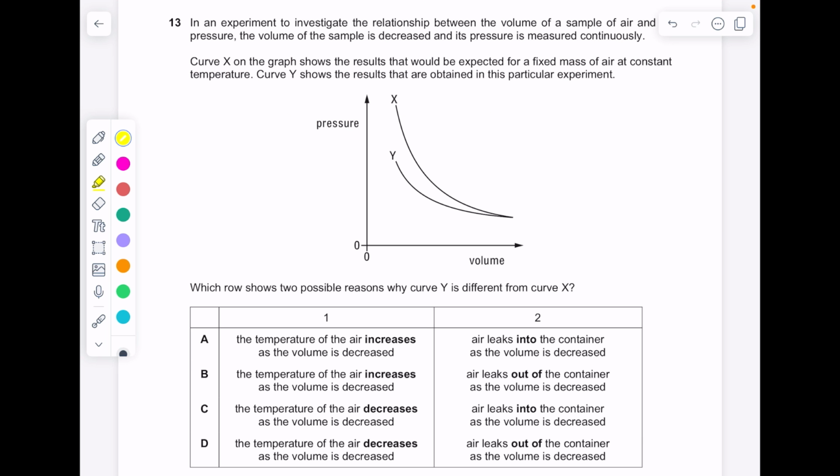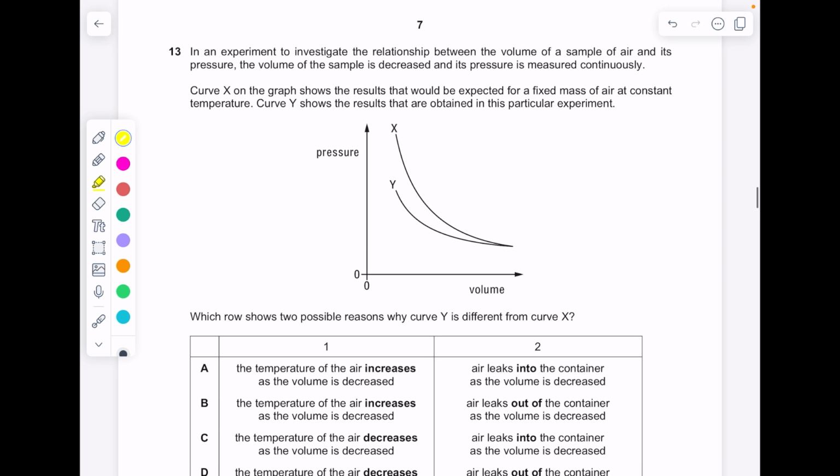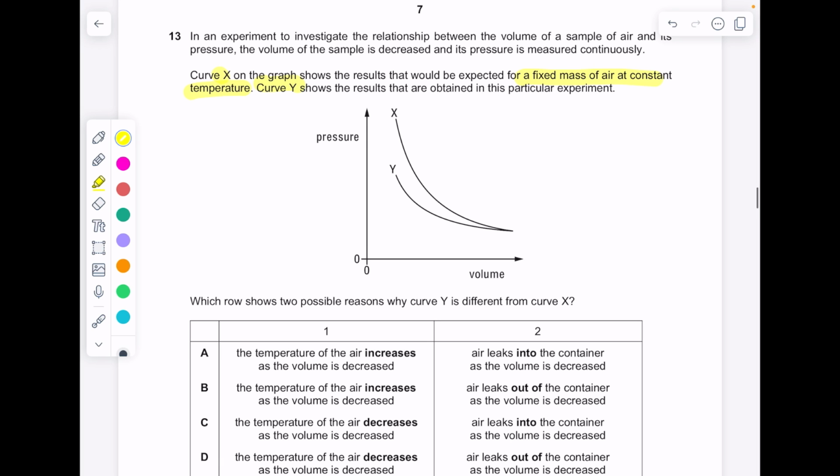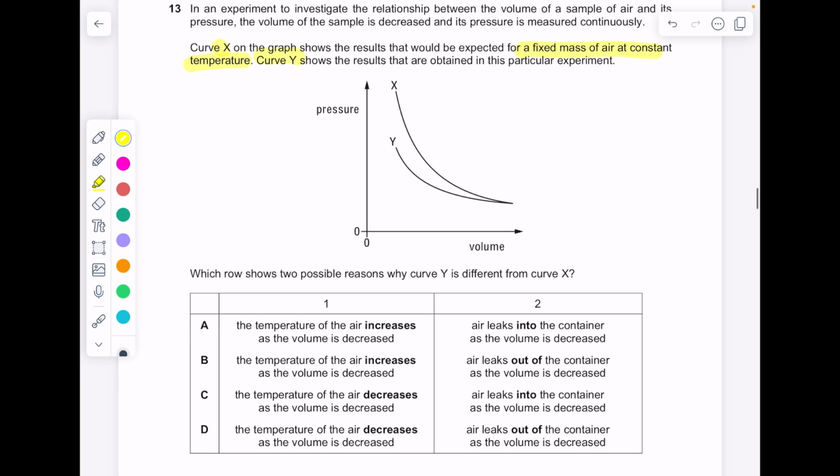In an experiment to investigate the relationship between the volume of a sample of air and its pressure, the volume of the sample is decreased and the pressure is measured continuously. Curve X on the graph shows the results that would be expected for a fixed mass of air at constant temperature. Curve Y shows the results that were obtained in this particular experiment. Which row shows two possible reasons why curve Y is different from curve X?